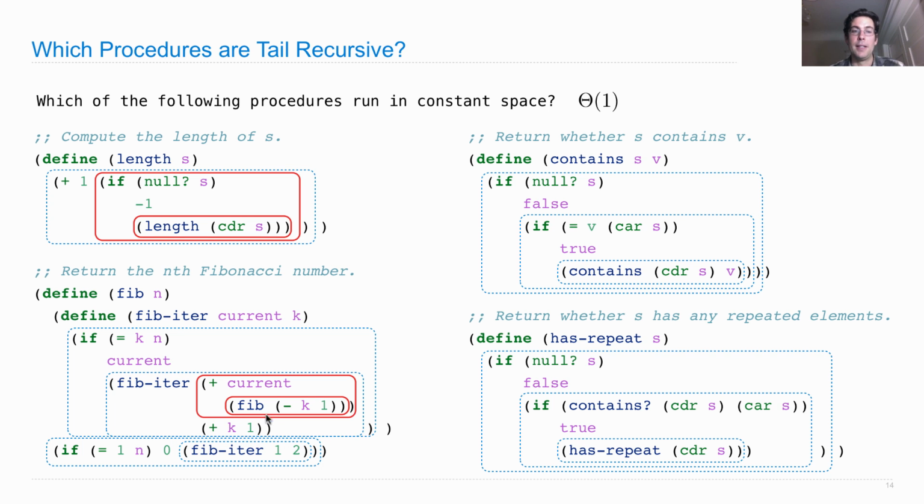There's more work to be done. As soon as we figure out the k minus 1 Fibonacci number, we still have to combine it with current in order to finish. And then we have to call fibiter on that.